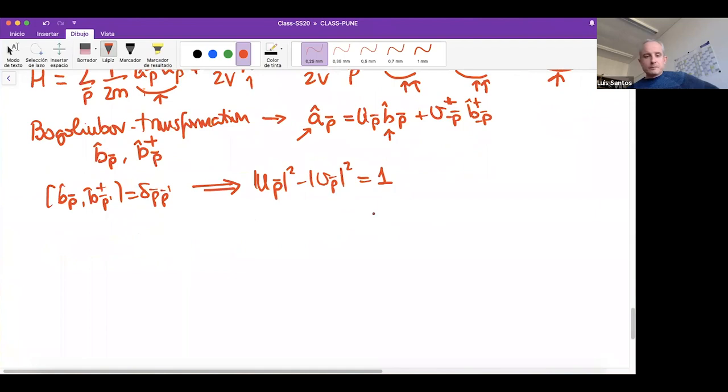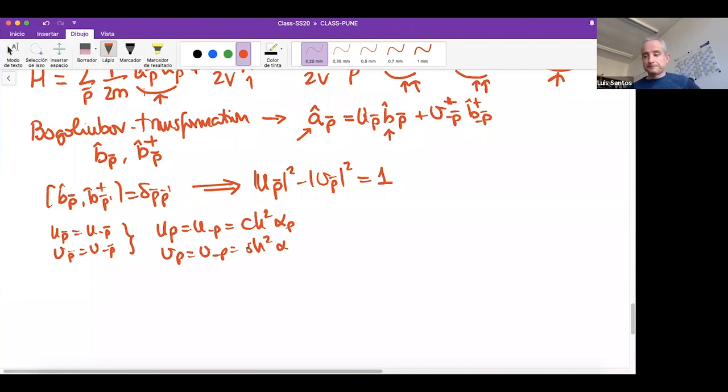One can see that u_p is equal to u_{-p}, and v_p is equal to v_{-p}, so it doesn't matter whether it is plus or minus. And due to the fact that cosh squared minus sinh squared is 1, we can write u_p and u_{-p} as the cosh of some number, and we can write v_p and v_{-p} as the sinh of some number. Sorry, not squared, just sinh and cosh. Okay.